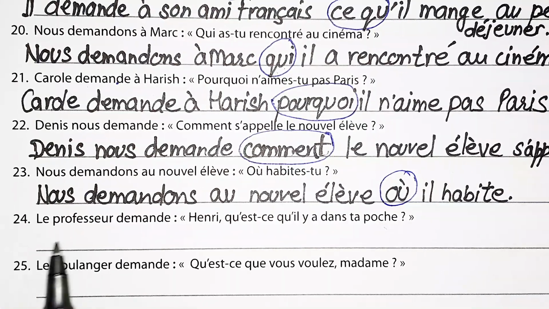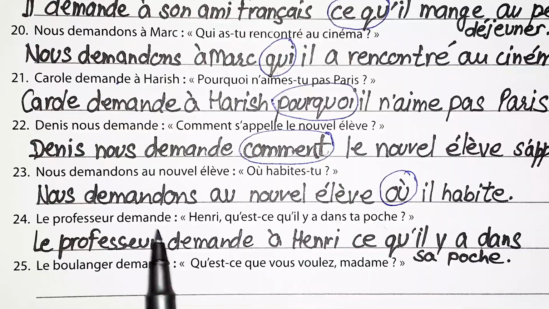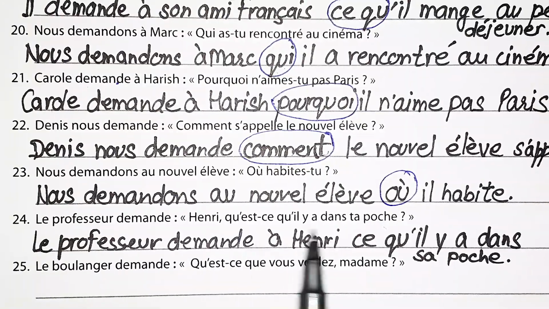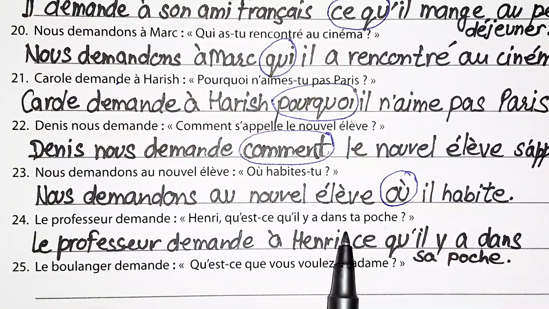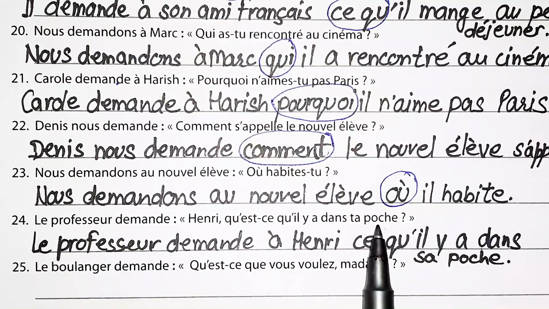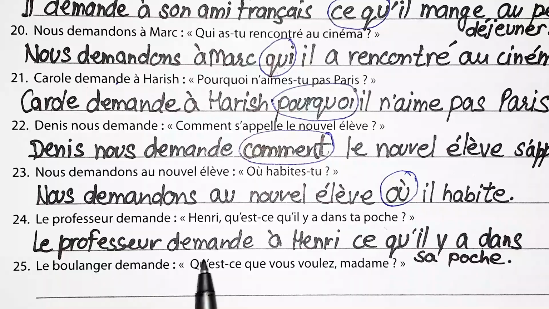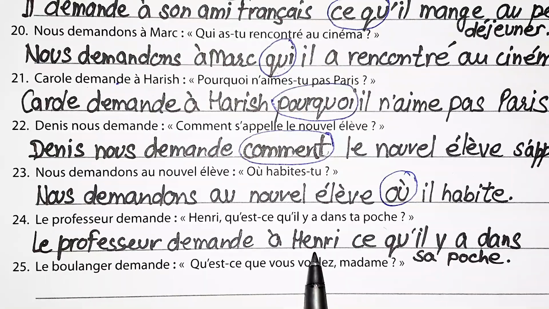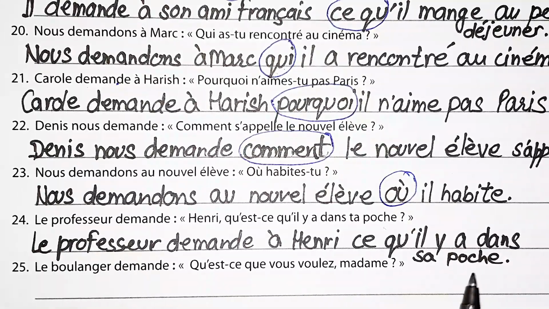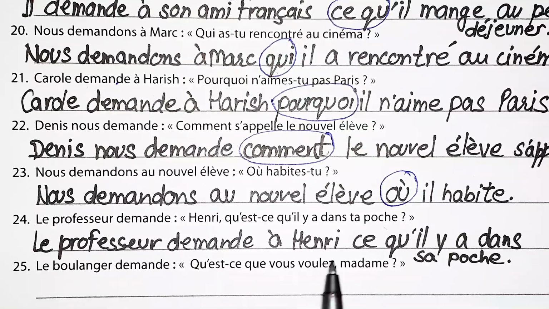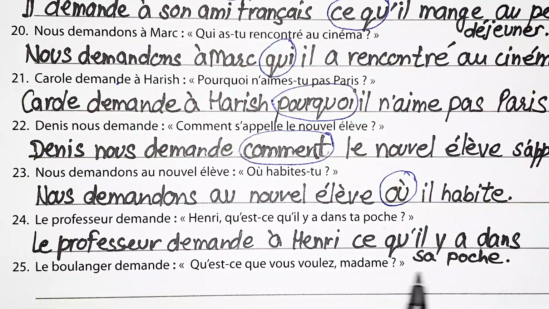Now the next statement is le professeur demande à Henri qu'est-ce qu'il y a dans ta poche? The professor is asking Henry, what is there in your pocket? After changing it, it will be like le professeur demande à Henri ce qu'il y a dans sa poche. That means the professor is asking Henry what is there in his pocket.